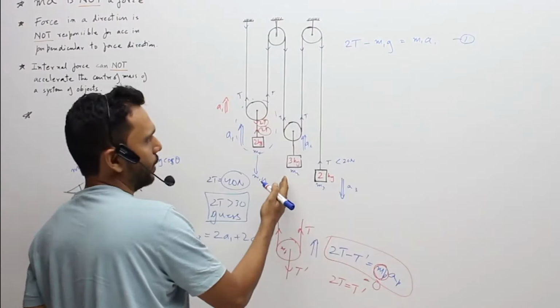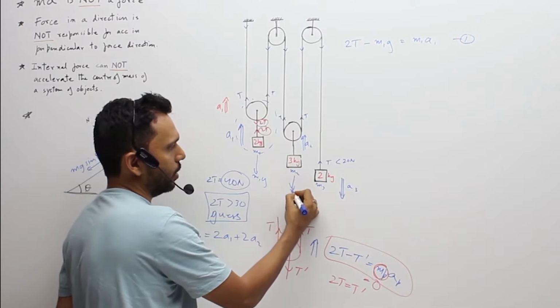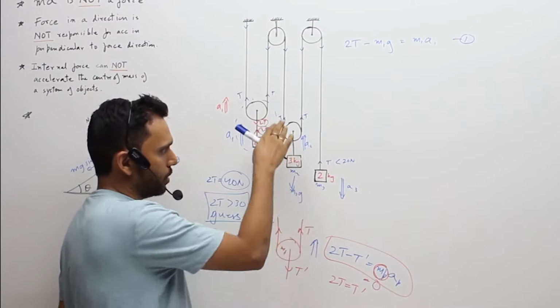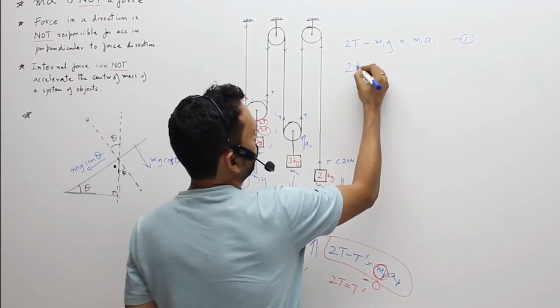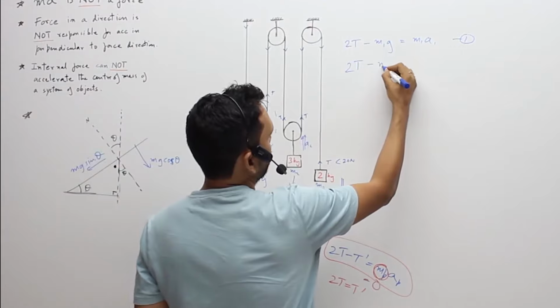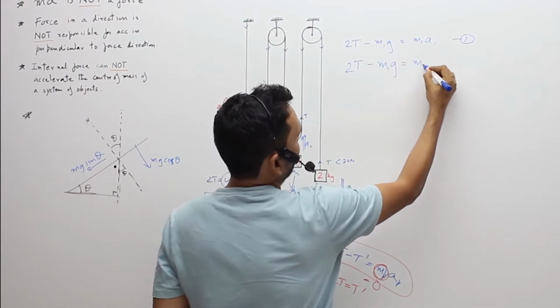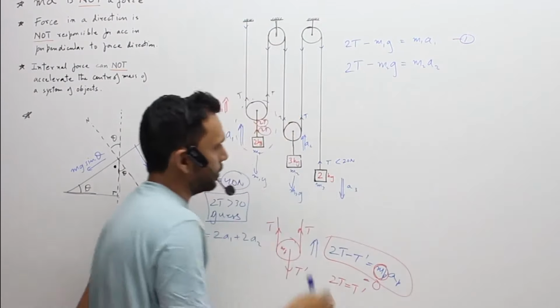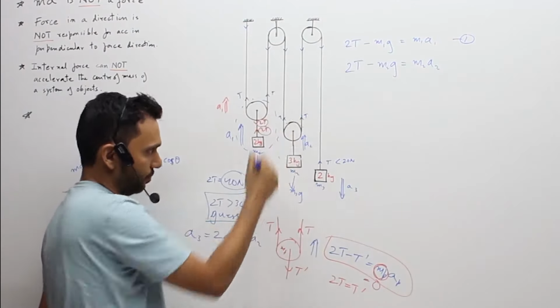Similarly, I'll have an equation of the other body, which again I'm assuming is going upwards, even though m2g force is trying to make it go down. I'm assuming 2T is exceeding that. So 2T minus m2g is equal to m2a2. That's the equation of this body, or you can say this much.